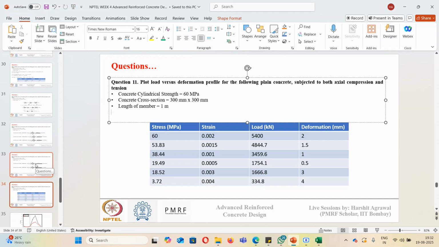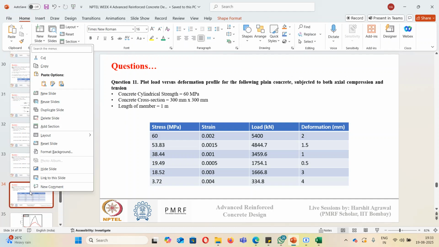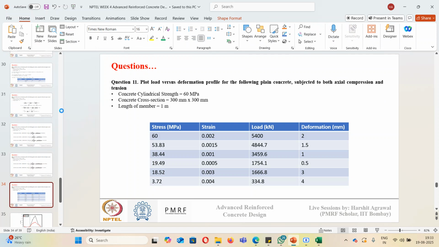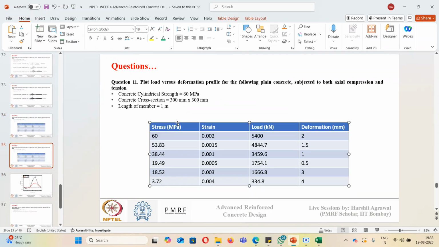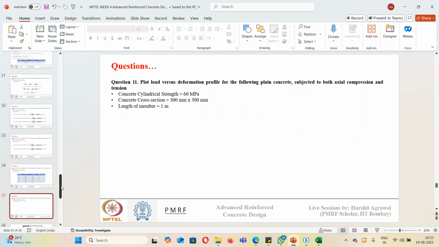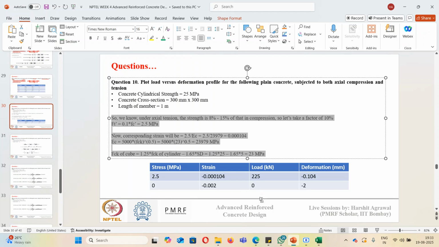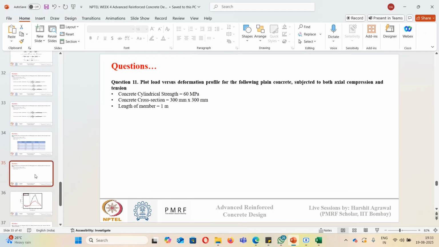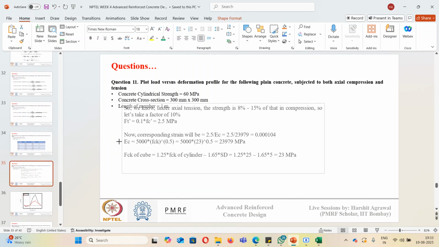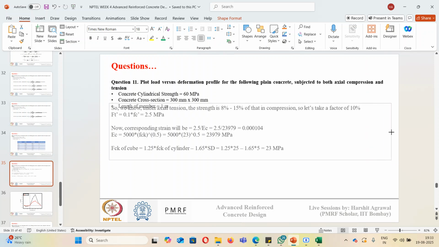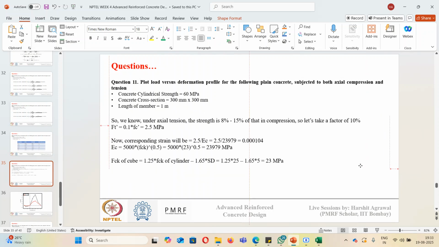Now this was for axial compression. For tension, like we did for the last question, the same thing we will repeat here, so that we can quickly solve this question. We assume that the strength in tension is 8 to 10% of that in compression. So we took a factor of 10%. This time 10% of 60 will be 6.0 MPa.